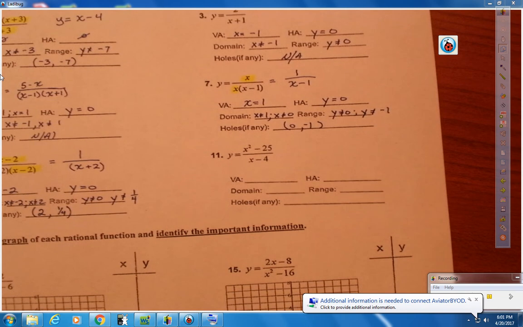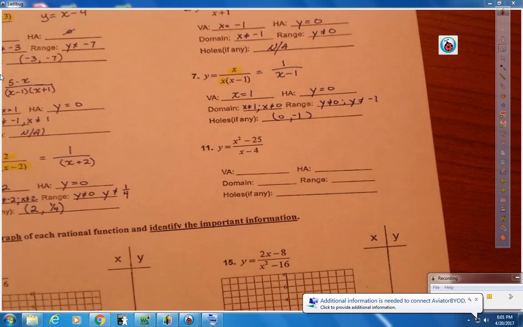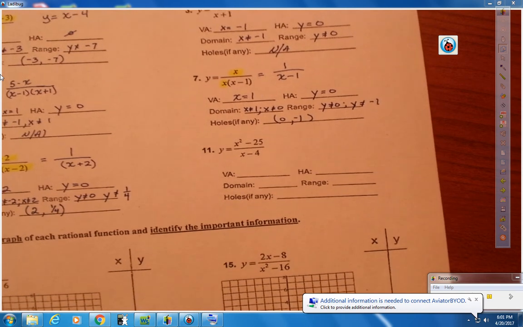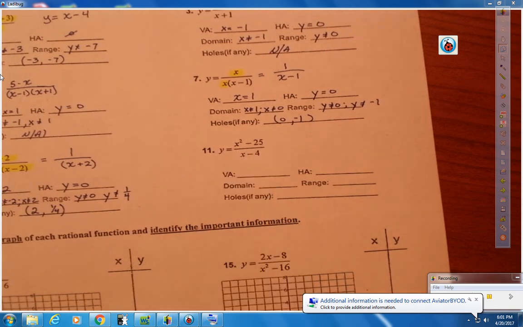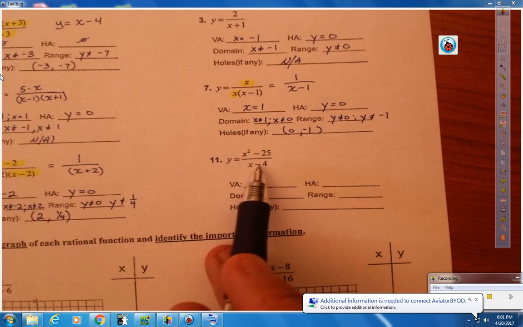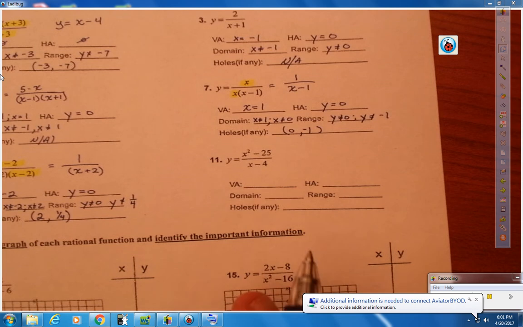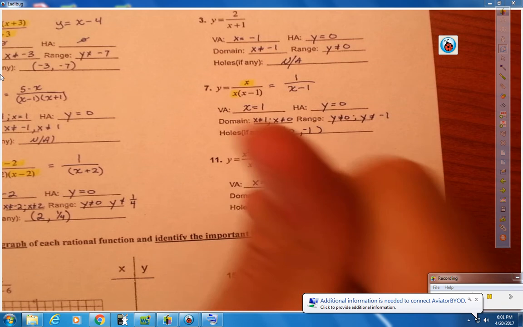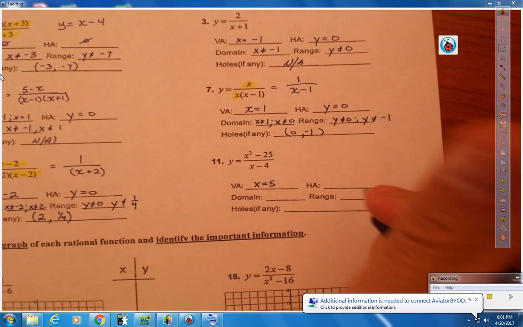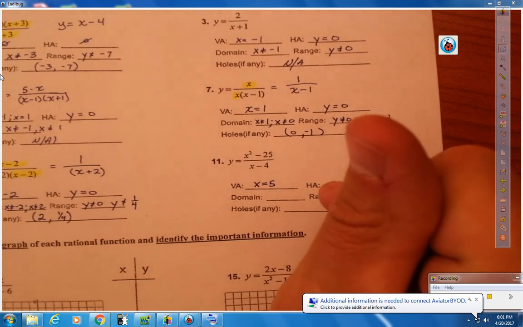Now let's look at number 11. Okay? This can factor into x minus 5, x plus 5, right? But that won't help me, so I'm not going to factor it. I'm not going to waste my time. Vertical asymptote, I have one at x equals 5. Horizontal asymptote, nothing's being added, so this is y is equal to 0.